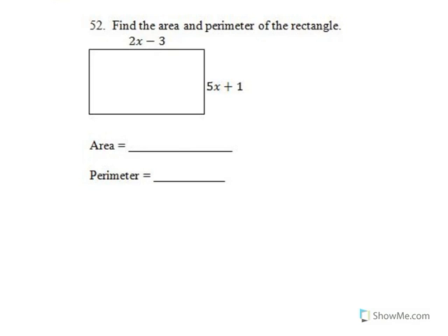In number 52, we need to find the area and the perimeter of the rectangle. So for area, it's length times width, or base times height. So I have (2x - 3)(5x + 1). Since I have a binomial times a binomial, I need to FOIL.